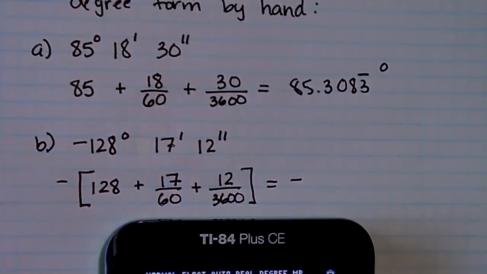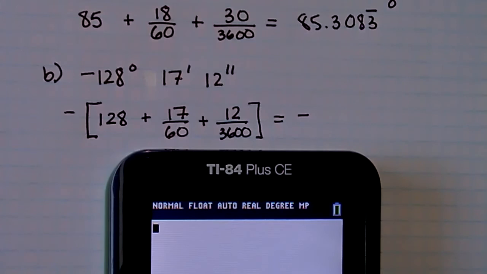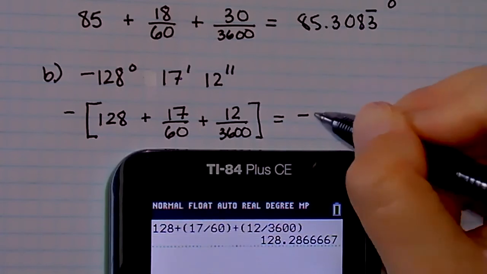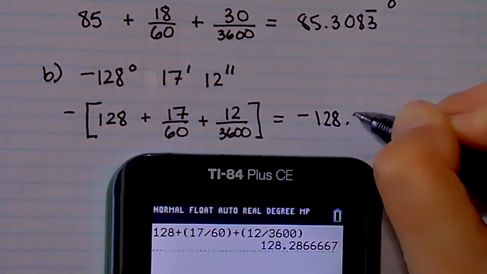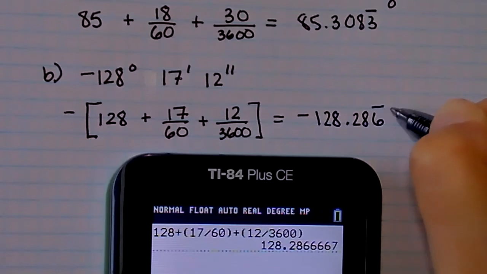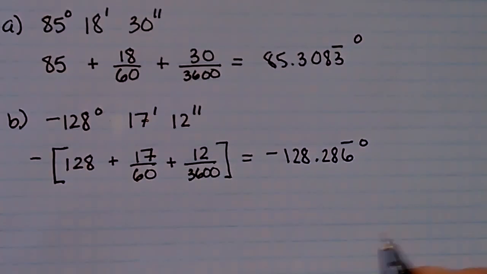Okay. So I'm just going to put it in as a positive, 128 plus 17 out of 60 plus 12 out of 3,600. And I get a negative 128.286 repeating degrees. And that's that answer. Okay.